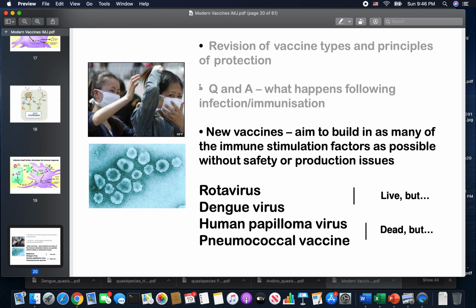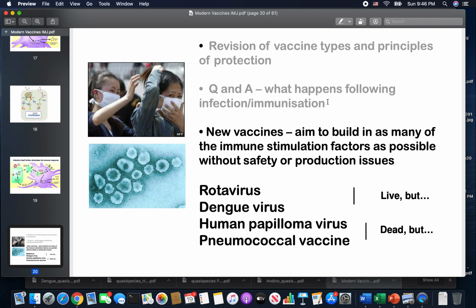Okay, so we've done the sort of look through vaccine types, a little review there, and we've done the look at what happens actually following immunization with a vaccine or with an actual virus. Now we're going to go on to the actual process of making vaccines, and we're just going to touch on this with a couple of fun examples.